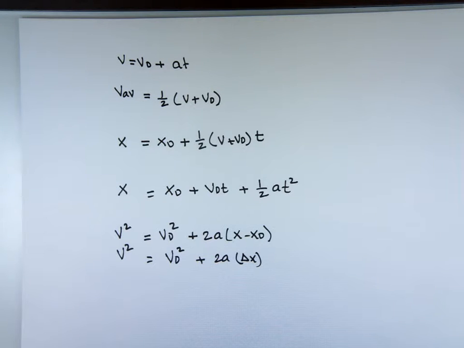So this is what we ended the class with last time, these 5 equations. And we did a few examples on them. Everything went fine. Today we're going to change them to moving up and down. We're going to be talking about free fall. Free fall is when you drop something.